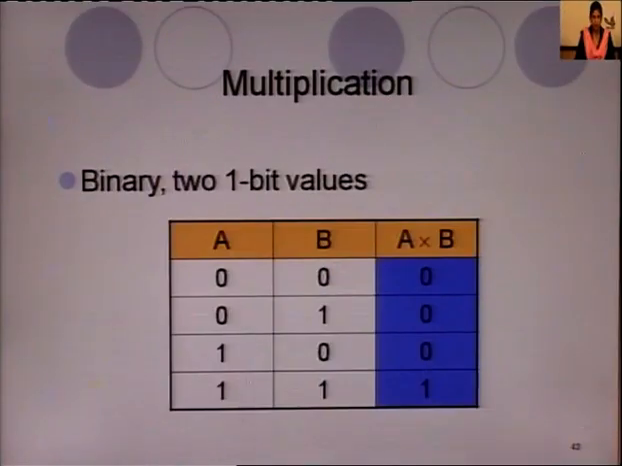multiplication of binary numbers. There are rules for binary multiplication. If a is equal to 0 and b is equal to 0, then 0 into 0 is 0. If a is equal to 0 and b is equal to 1, the result is again 0, because anything multiplied by 0 is 0. If a is equal to 1 and b is equal to 0, the result is again 0. And the last, if a is equal to 1 and b is equal to 1, the result of the multiplication will be 1.